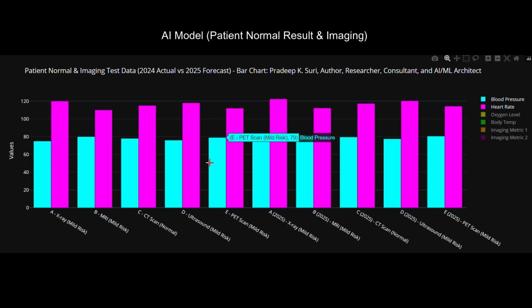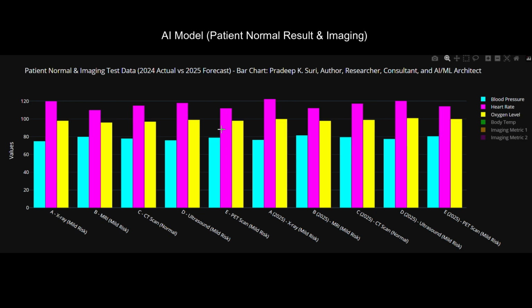The forecasted increase in values for 2025 can help in predicting potential risks and improving early diagnosis for better medical decision-making. The Python program simulates patient test data, including normal health parameters, blood pressure, heart rate, oxygen level, and body temperature, and imaging metrics, example X-ray, MRI.